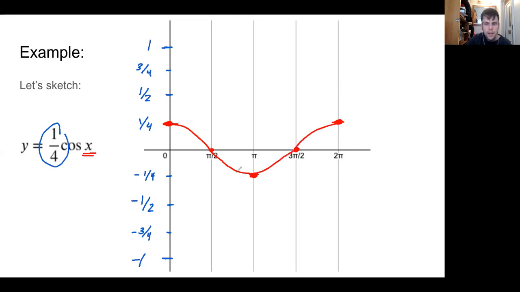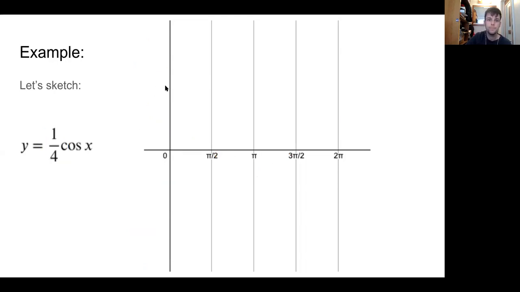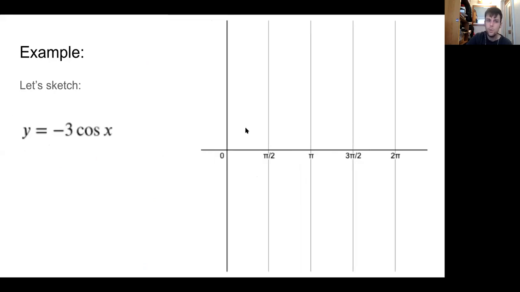Looks like when it's narrower like this, I have a little easier time sketching it. But anyway, that's a good cosine curve with an amplitude of 1/4. Okay, let's keep moving forward. All right, so one more.